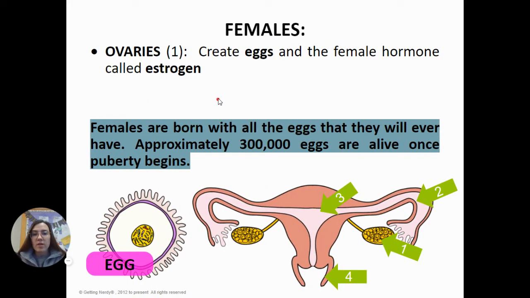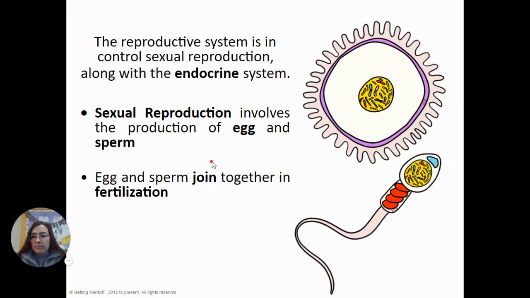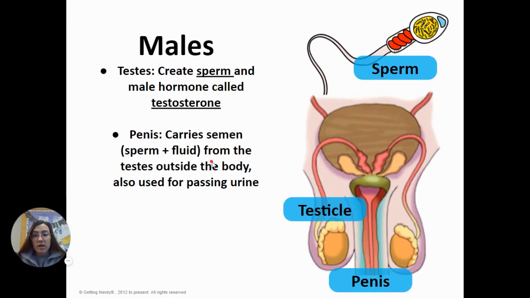Now let's look at the female body parts. First, we have what we call our ovaries, okay? So ovaries create eggs and the female hormone estrogen. So remember, take a step back. Remember, I'm going to show you here. So looking at our males, they have testicles that hold the sperm and testosterone, and then the penis where it leaves the body, okay?